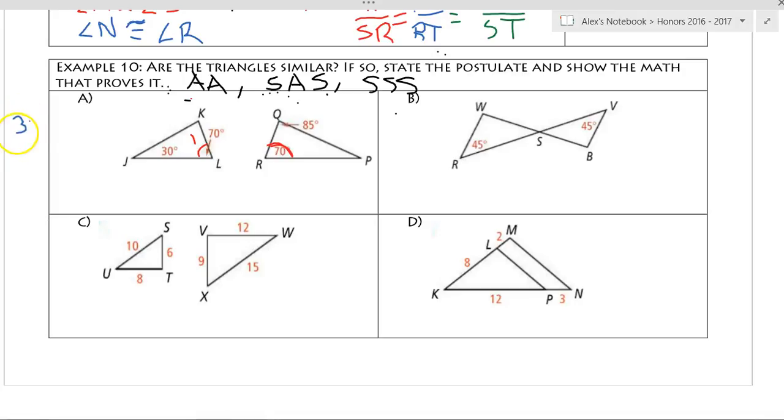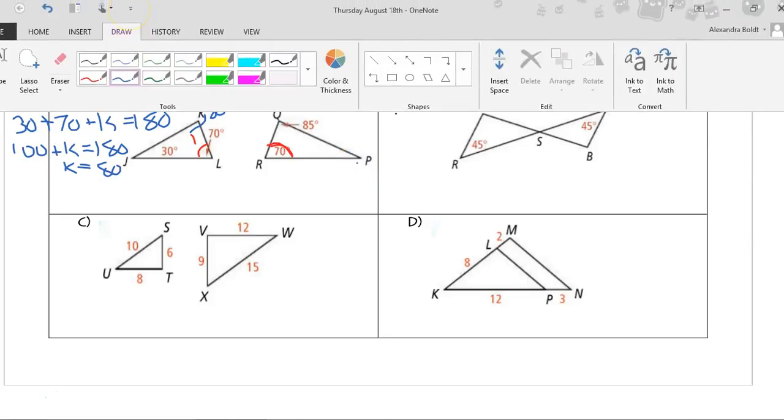So for this, I have 30 plus 70 plus K has to equal 180. So 100 plus K equals 180. So K has to equal 80 degrees. So this angle is 80 degrees. Well, 80 is not 85, so that kind of already eliminates it. I'm already thinking, I don't think these are similar. But let's find angle P, just to double check to be sure.